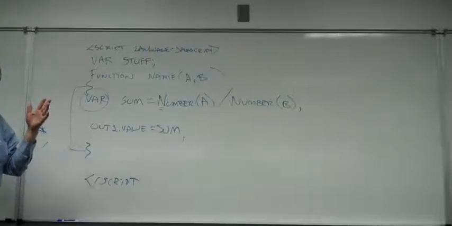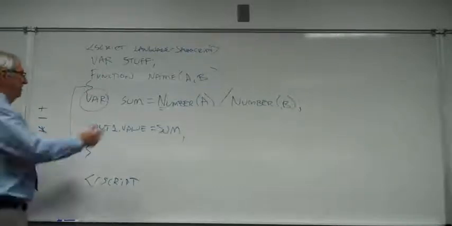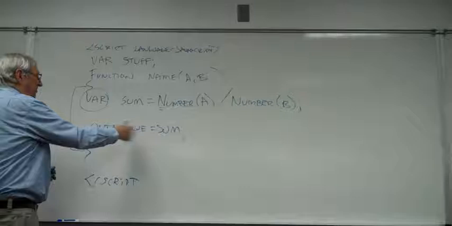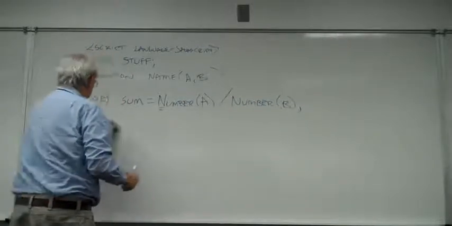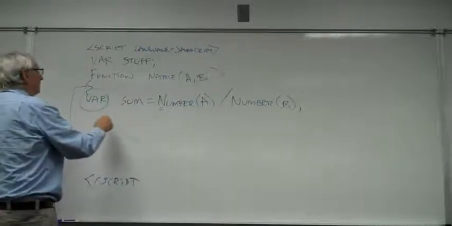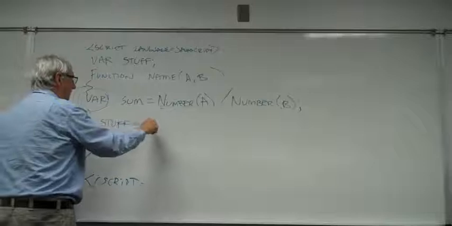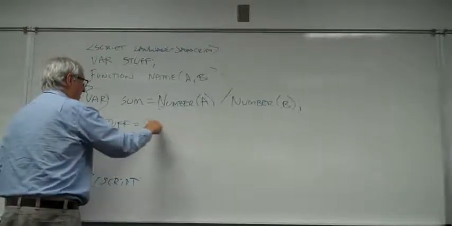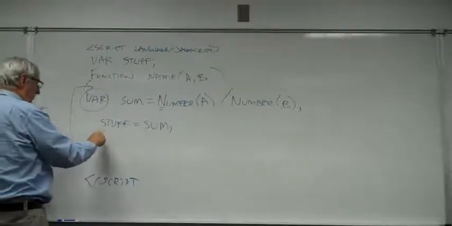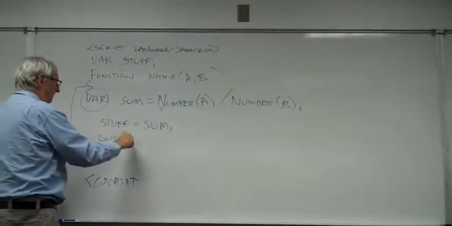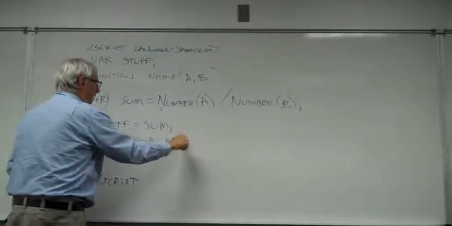You want it to stay alive, so when you go to the next function, it's still there. And that's how you do it. So for example, if I wanted this sum to stay up here too, for whatever reason, I could say stuff equals sum. Whoops, not Sam. Sum of Sam. And then I could say 1 dot value equals sum. I can do it that way.